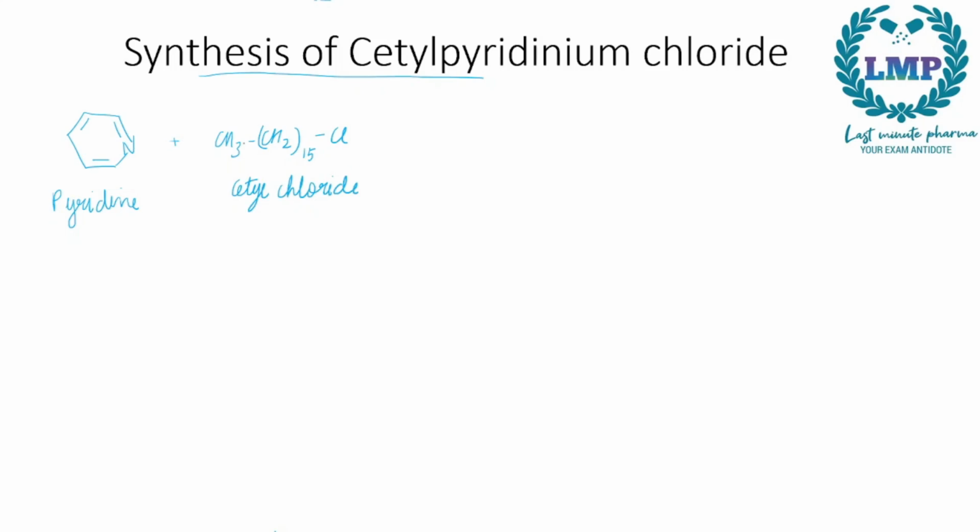So attachment of cetyl chloride would be this chlorine will be removed and this carbon will be attached to this nitrogen over here. So we will get attached to the pyridine ring, we will have the CH2 15 times and then a CH3. So we will get cetyl pyridinium chloride.